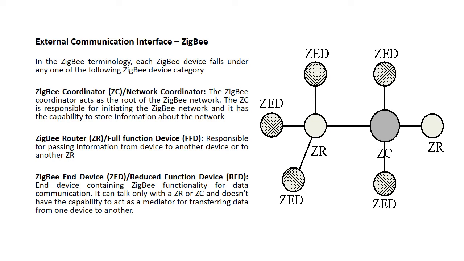ZigBee router ZR is also called a full function device FFD. It is responsible for passing information from one device to another device or to another ZigBee router. ZigBee end device ZED is also called a reduced function device RFD. It is an end device containing ZigBee functionality for data communication. It can talk only with a ZigBee router ZR or ZigBee coordinator ZC, and doesn't have the capability to act as a mediator for transferring data from one device to another.